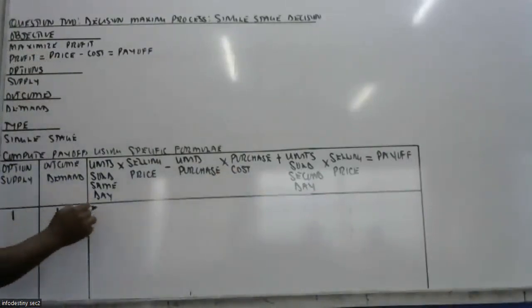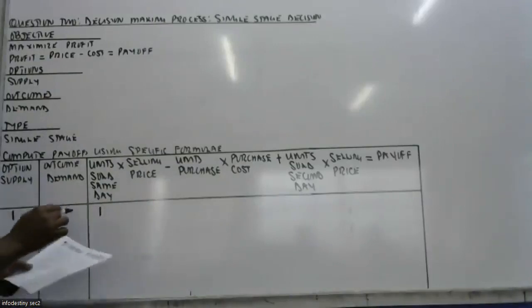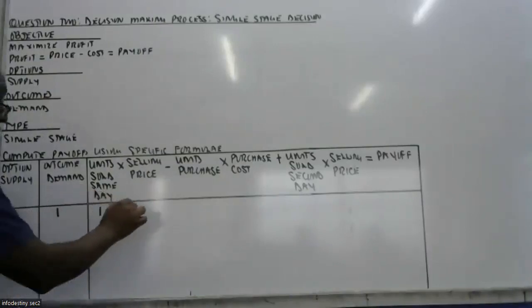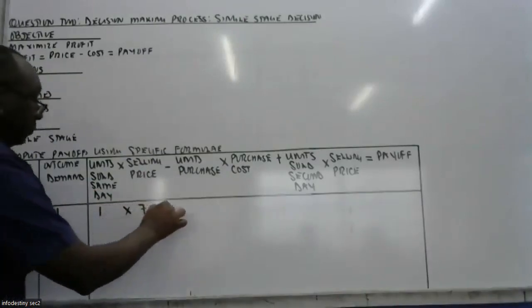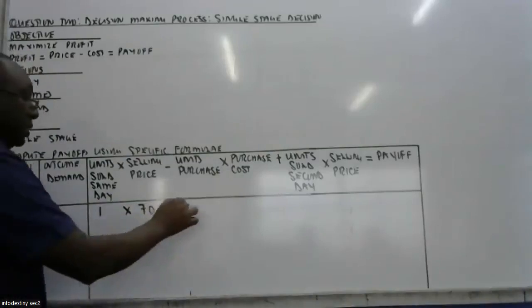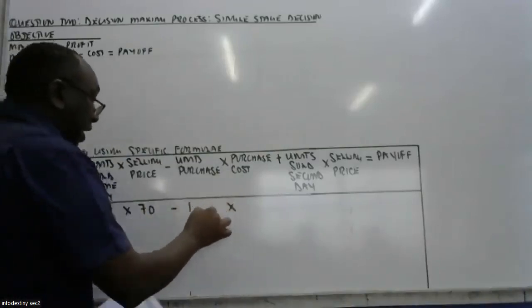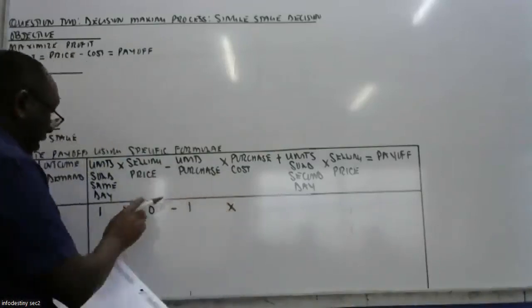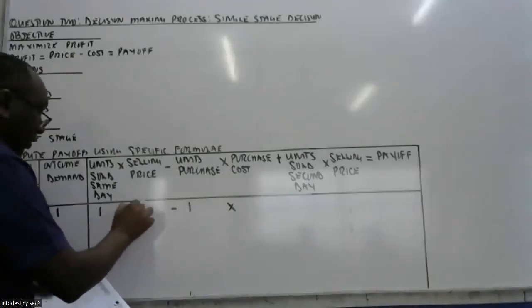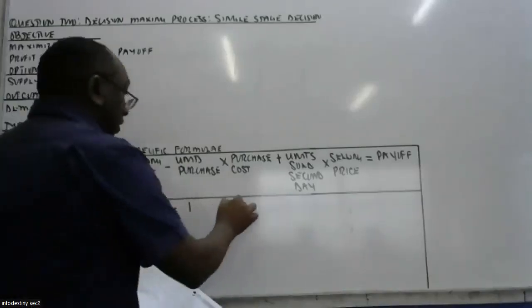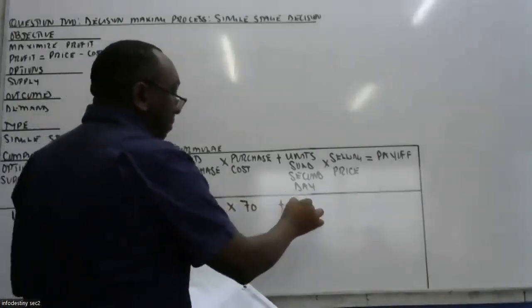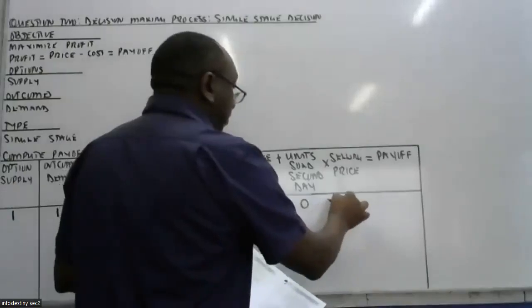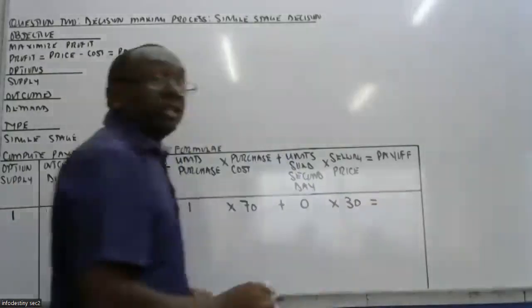So if you have bought 1 and customers have come 1, you sell 1 during the day, and this one is sold at what? 70, or if you put the sign, times 70. You minus the units purchased 1 times each one of, we are selling at 130. Purchase cost is 70. Then plus, there is nothing remaining to be sold, times 30. So we will fill that in later.